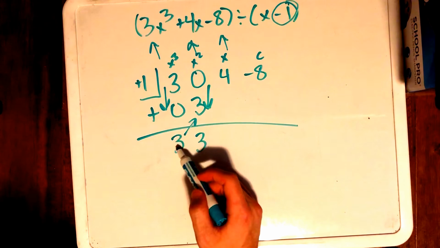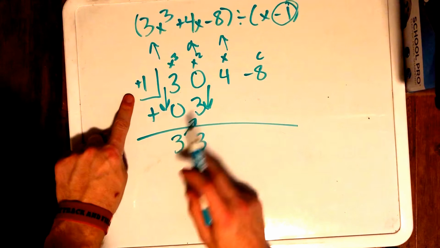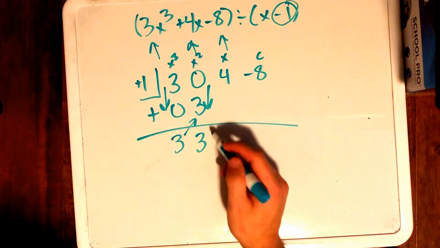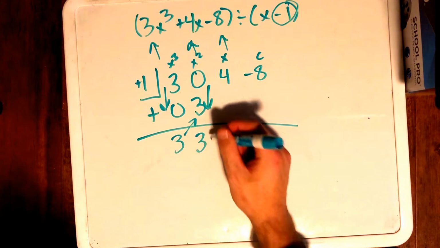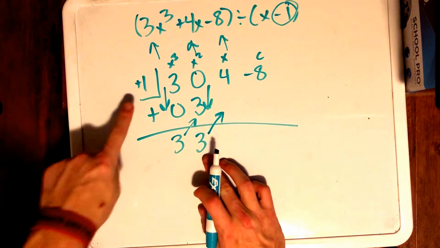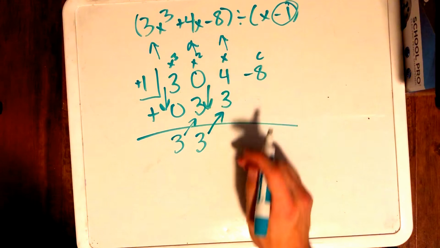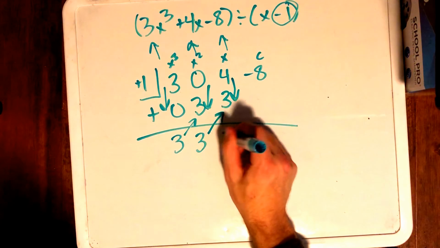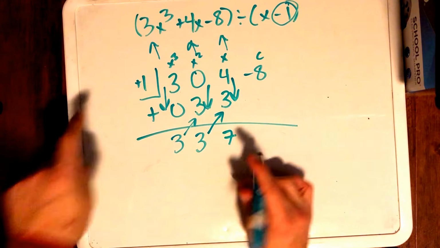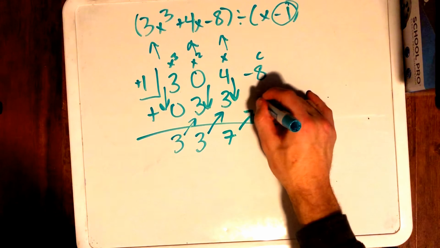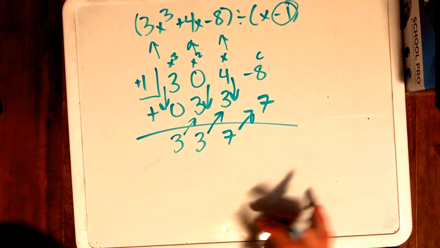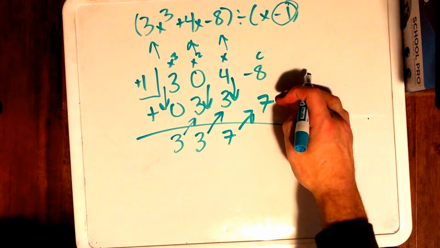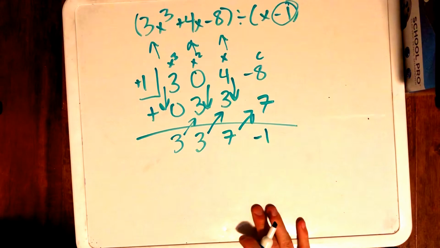So we added, we multiplied to here, 3 times 1 gives us 3. We're adding again down in this column, 0 plus 3 is 3. Now we're going to multiply, 3 times 1 again is 3. So now we're going to have 4 plus 3. We're going to add down this column, gives us a positive 7. Multiply one more time, we get 7 times 1, which is positive 7. And now we have a negative 8 plus 7, which will leave us with a negative 1.